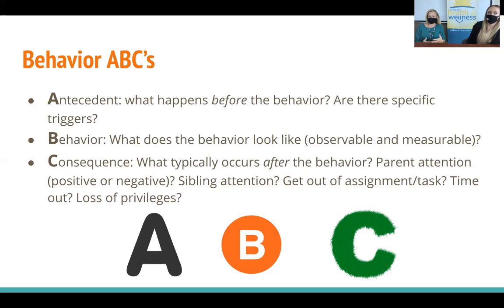And then the consequence is what's happening right after the behavior. What do we see occurring in the environment? Are they getting attention from parents? Are they getting attention from siblings? Are they getting out of a task? And then is there another consequence, like having a timeout or a loss of privilege? But in trying to figure out what's going on, we want to look at these 3: before the behavior, what the behavior looks like, and what's happening after the behavior.